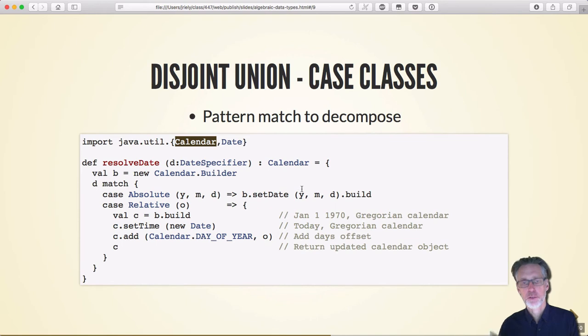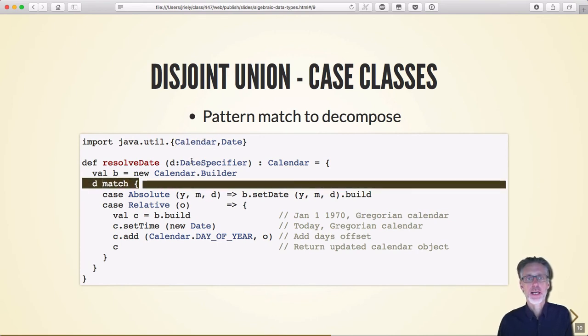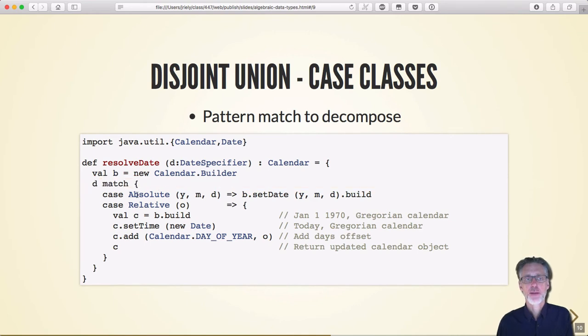So they're not the most beautiful thing in the world, but we can use them here. In any case, back to the code. We take our date specifier and we match on it. Either it's going to match absolute, in which case we have a year, month, and date, and we can build the appropriate object, or it's relative.